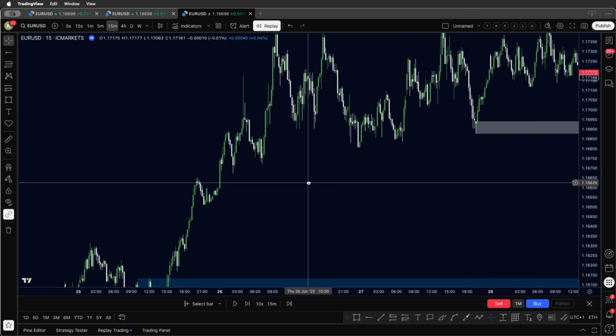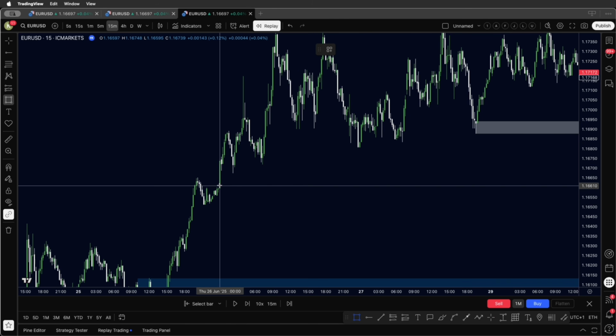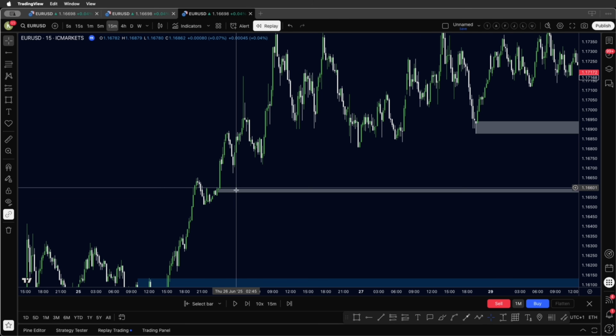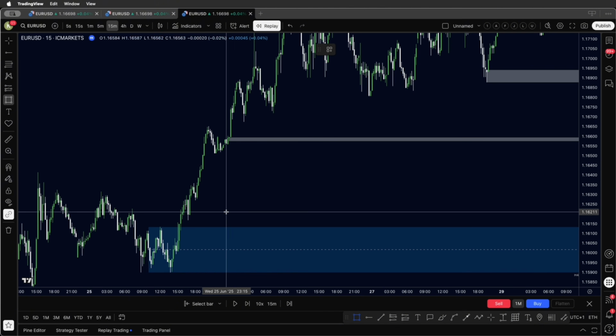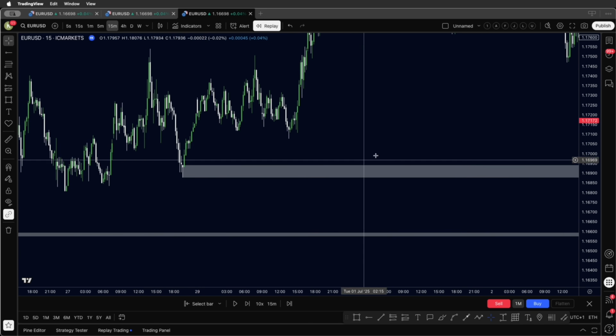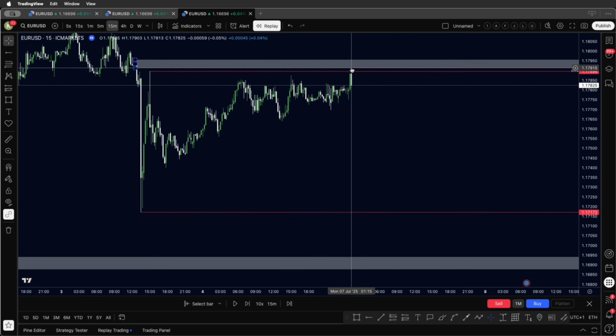That's been mitigated. There's a horrible little one down here, which to be honest, I don't think would ever hold. Then we've got another one down here, and maybe that, or this down at the bottom. So essentially, what we've had is a 15 sweep from up here, a sweep and a close back in the range. So we can really start looking for trade entries, all right?